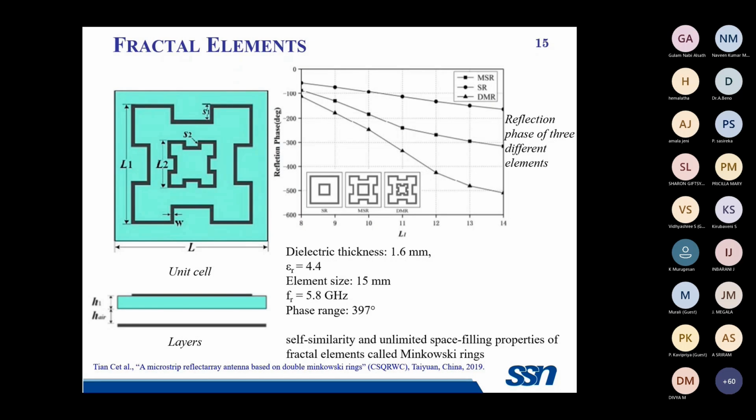And the outer square ring alone was modified to a certain extent, resulting in a fractal element. That single fractal structure is represented by MSR, that is nothing but the Minkowski square ring. And that provided us an increased phase variation, which is our second phase curve. When we come to the next one, they made both the rings as fractal structures. So the Minkowski ring was implemented as a dual structure, concentric element, and that provided us an increased phase range of 397 degrees. So this is how the phase variation is increased in our designs.